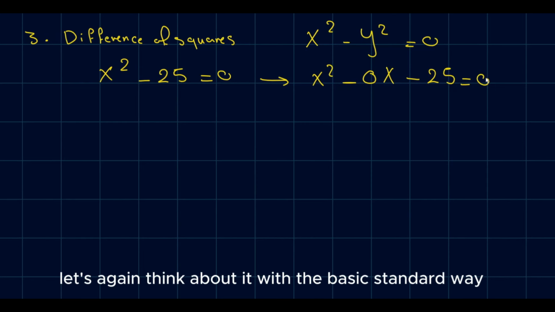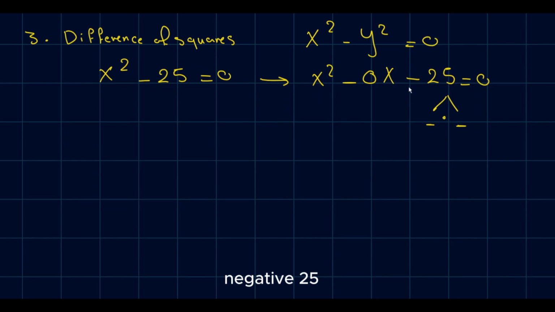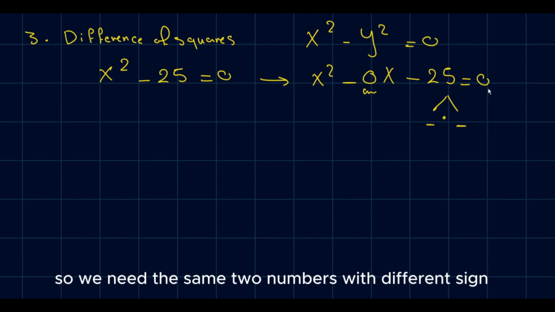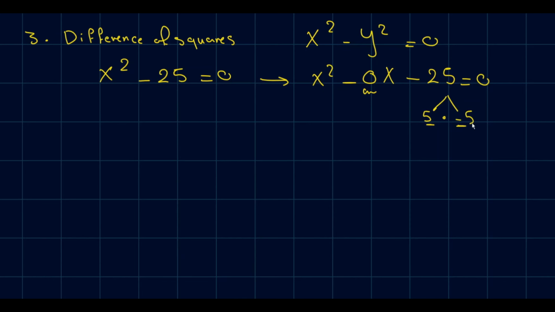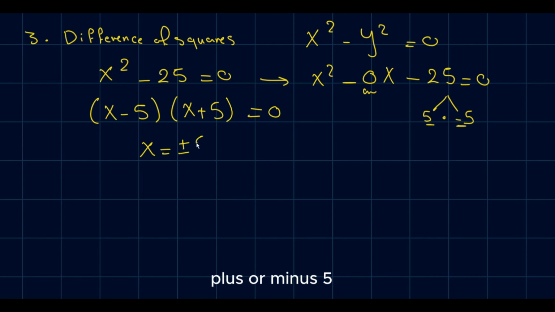Now let's again think about it with the basic standard way. Which two numbers, if we multiply them, will give us negative 25, but if we add them, will give us 0? And since 25 is a perfect square, we need the same two numbers with different signs, which are 5 and negative 5. Basically, we're gonna have x minus 5 and x plus 5 is equal to 0. From here, we can find that the root for x is plus or minus 5.